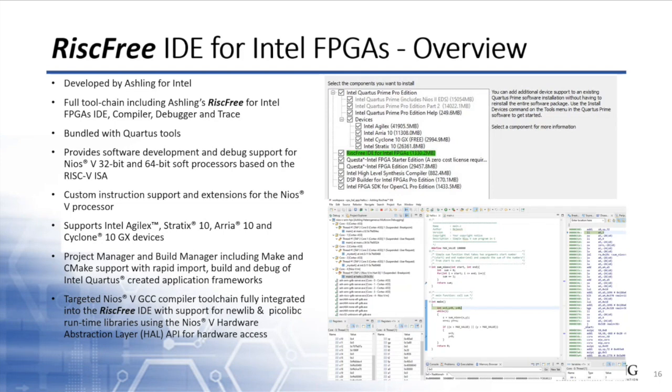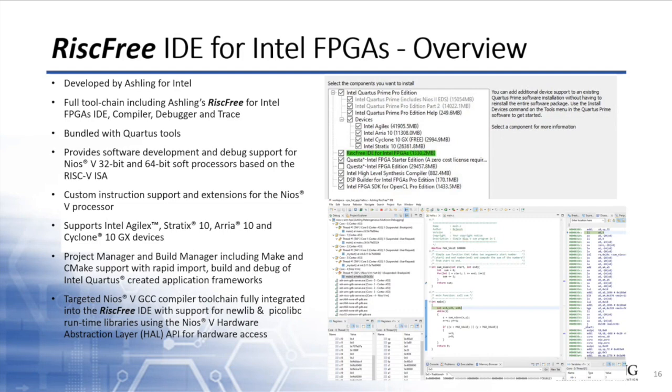So anyone having a Quartus installation can see RiscFree installed as part of it. On the right side, you can see a small screenshot of the Quartus installer, where we have a tick box to select RiscFree IDE for Intel FPGAs. If this is ticked once Quartus is installed, we'll find RiscFree within the Quartus installation, which I will be showing soon in my demo setup. And yes, RiscFree is software development and debug.